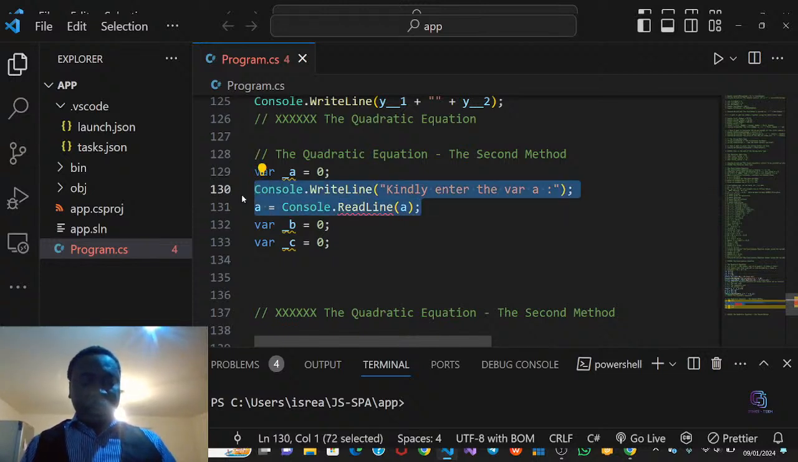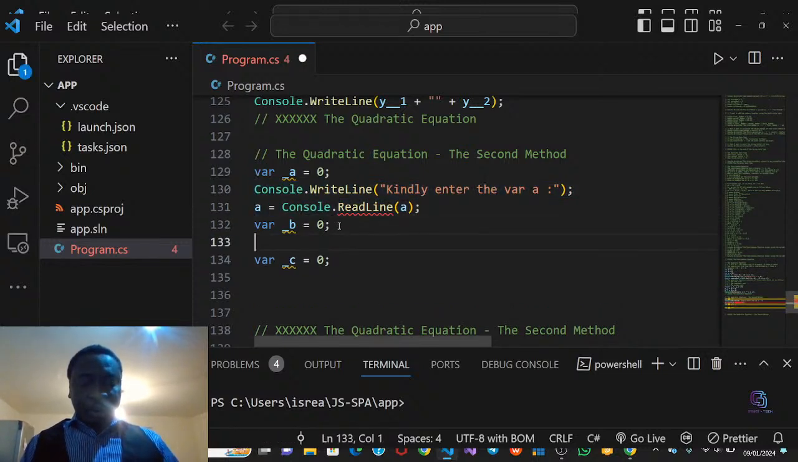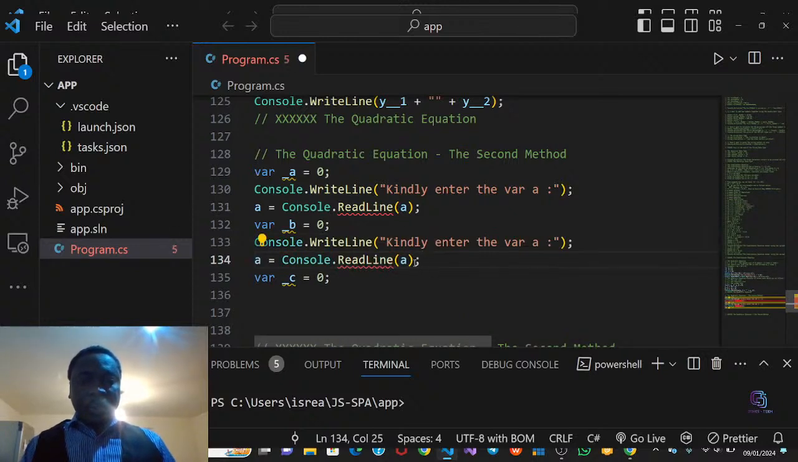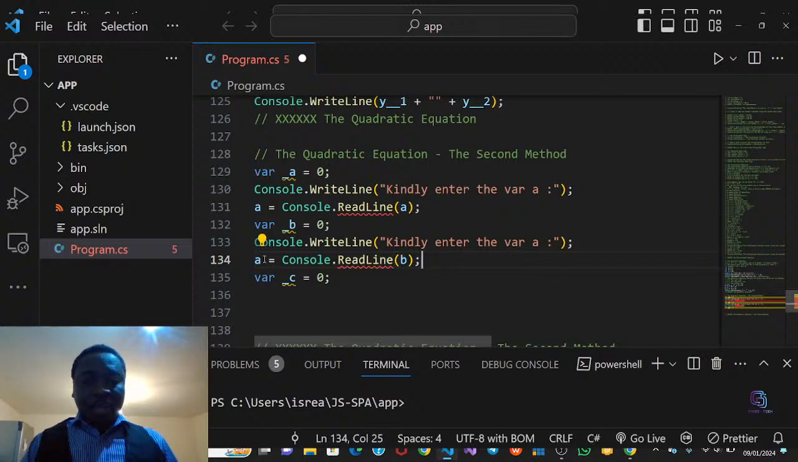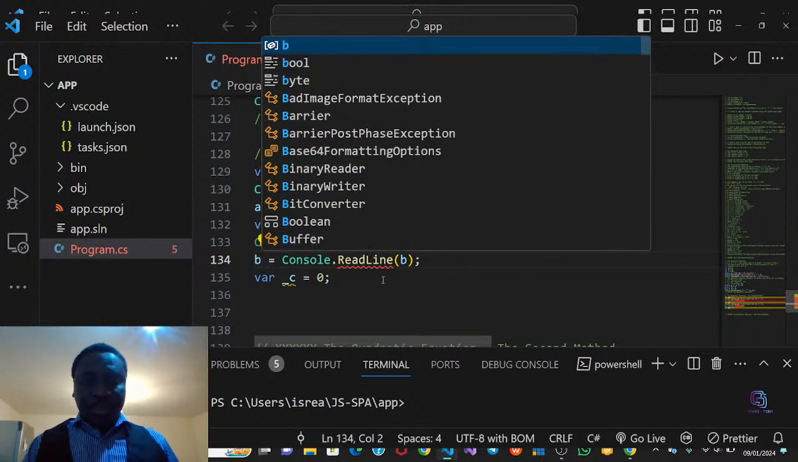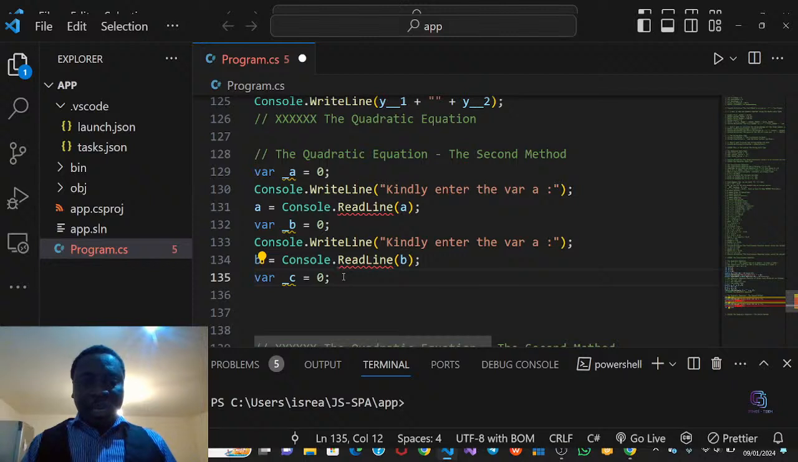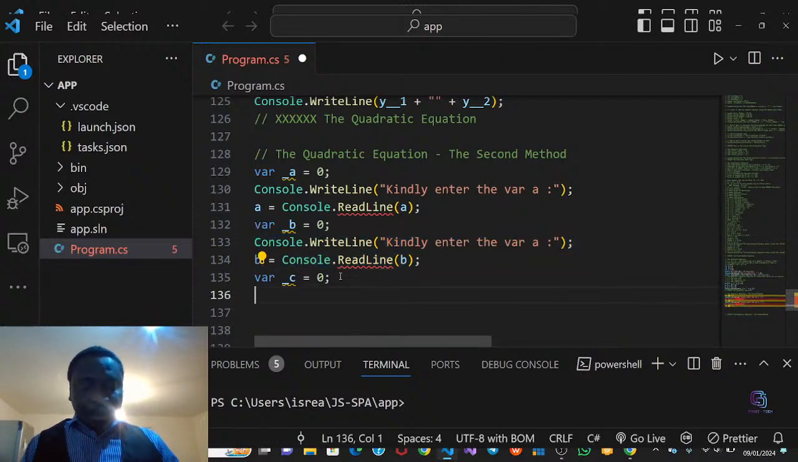With this, I move on to the console. So I'm going to write the one for B. Okay, that's for Boolean, that's B. And next, I'm going to write the one for C.